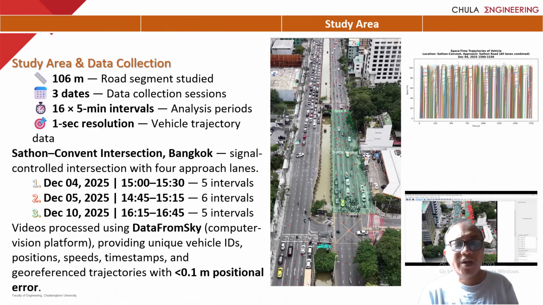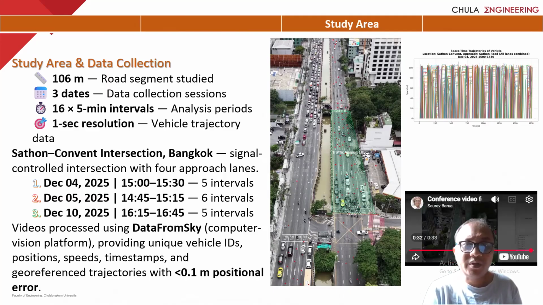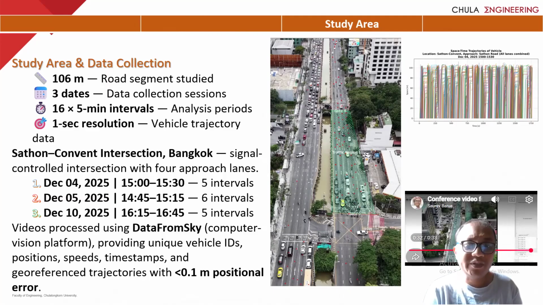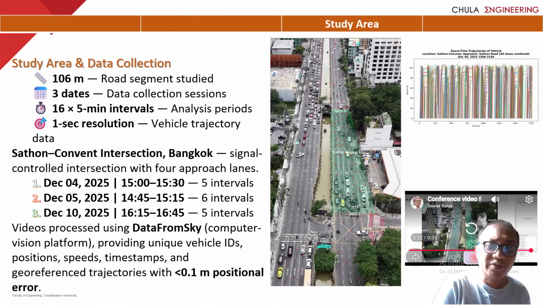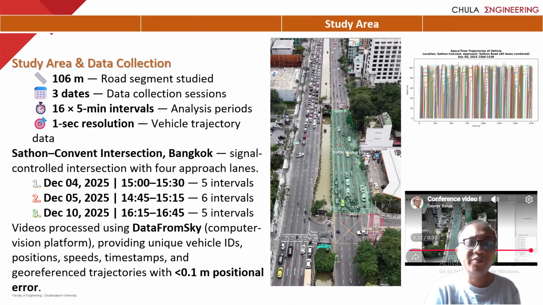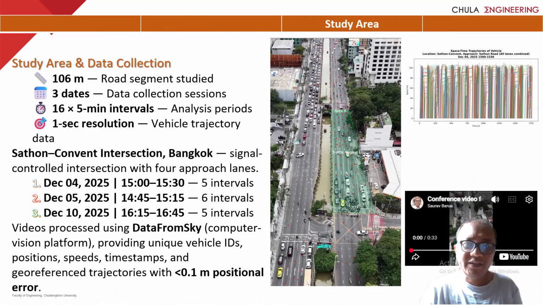The video data were processed using a computer vision platform named Data from Sky, and we used georeferencing up to 0.1 meter positional error. Data from Sky provided vehicle IDs, XY position, timestamp, and also the speed of the vehicle.